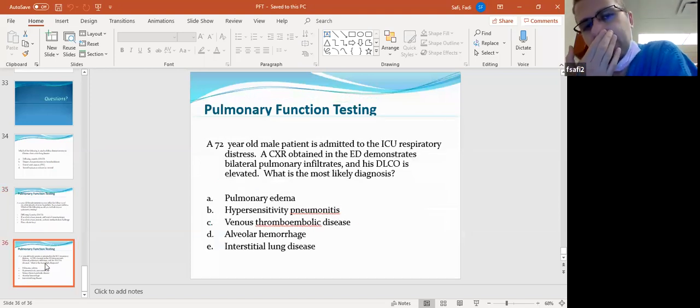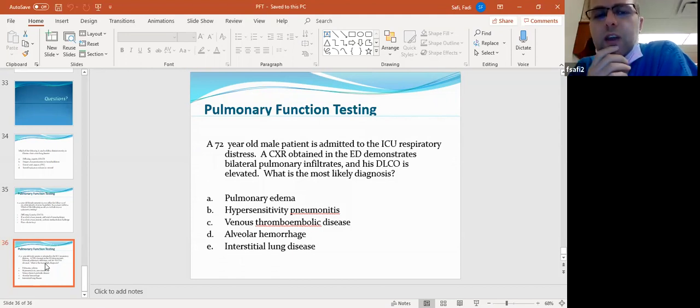Last question. A 72-year-old male patient admitted to the ICU. He has respiratory distress. You obtain a chest X-ray in the emergency room. The chest X-ray showed bilateral pulmonary infiltrate. Then you did a DLCO test, and the DLCO became elevated, increased. What is the most likely diagnosis? Pulmonary edema, hypersensitivity pneumonitis, venous thromboembolic disease, alveolar hemorrhage, or interstitial lung disease.